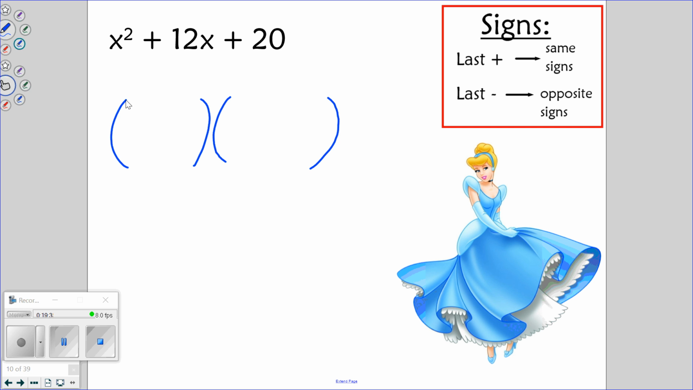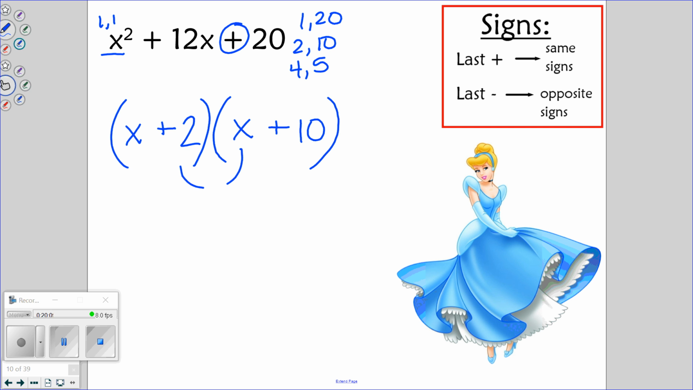Yeah. So my last one is a positive. That means my signs are the same. Both plus or both minus? Both plus, because do you see any minuses anywhere? No. All right, my options for A: 1 and 1, or x and x. Options here: 1 and 20, 2 and 10, or 4 and 5.